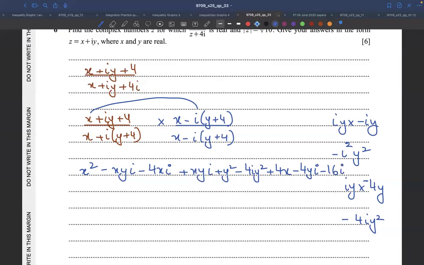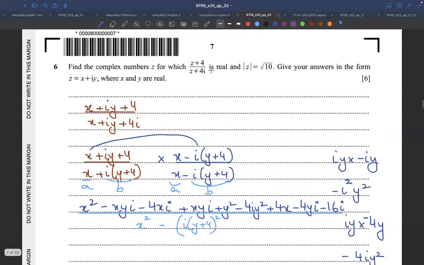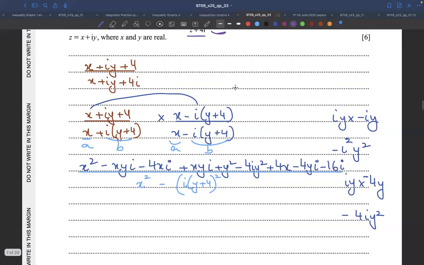And then in the denominator, we have multiplied the numerator. Now in the denominator, we can take this as a and this part is b, so we can apply a squared minus b squared. So we get x squared minus (i(y + 4)) whole squared. Now in the question, an important part was that this is real. It means the imaginary part is 0.